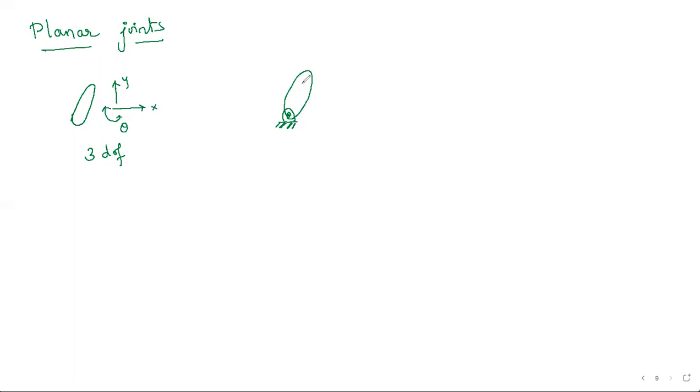And now how many ways can this link move? Let me name it link 1 and link 2. How many ways can link 2 move? It cannot move in X, it cannot move in Y, it can just rotate. It means 2 degrees of freedom are blocked here. So this is not possible, this is not possible. Only this is possible. Okay, only rotation is possible. So 2 DOF are blocked.